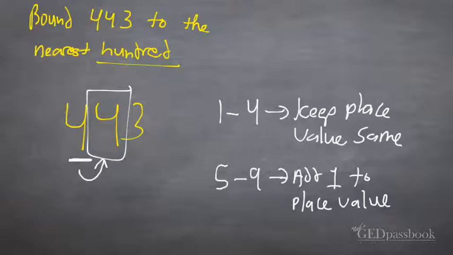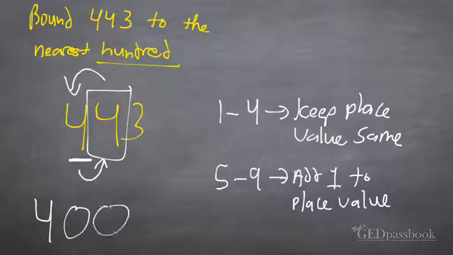So this 4 fell under this rule, which meant I must go back to my place value, the hundreds place, keep it the same, 4. And then the rest of the numbers to the right all become zeros, okay? They all become 0. 443 rounded to the nearest 100 is 400.